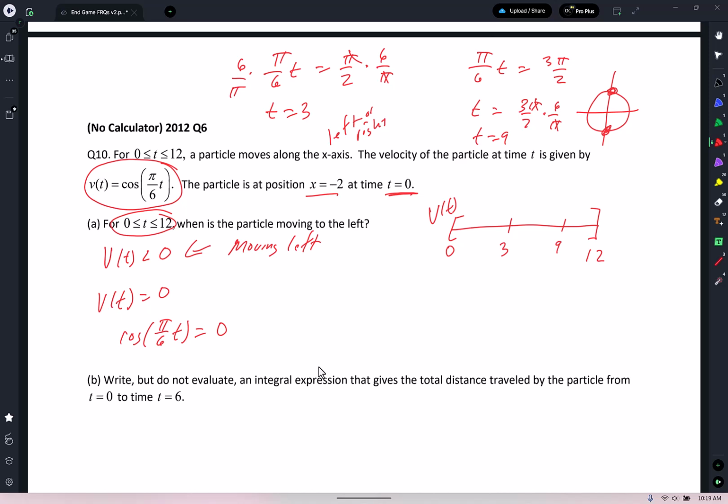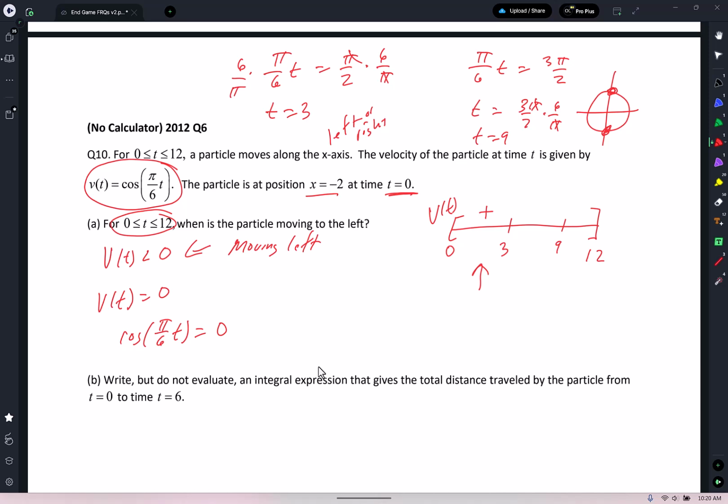We still okay? Have I confused anyone, guys? Let me know. All I did was just solve where the velocity is 0. All right, I'm going to pick a number between 0 and 3. What's an easy number? 2? Or I guess 1 is fine. If I plug in a 1 there, cosine of pi over 6, positive or negative?